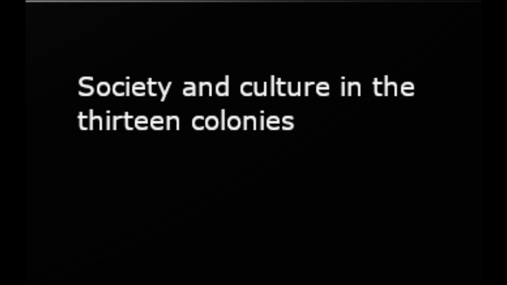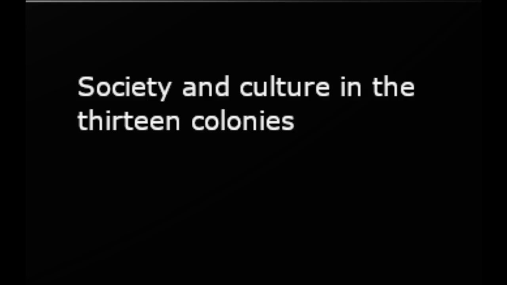Alright, so we start with society and culture in the colonies. We know that at the end of the 17th century, people came from places other than England, and they accepted the English culture and adapted to it as well. So we have people from Spain, like I said before, from Ireland, from France. They all went to America and adapted to the English culture.